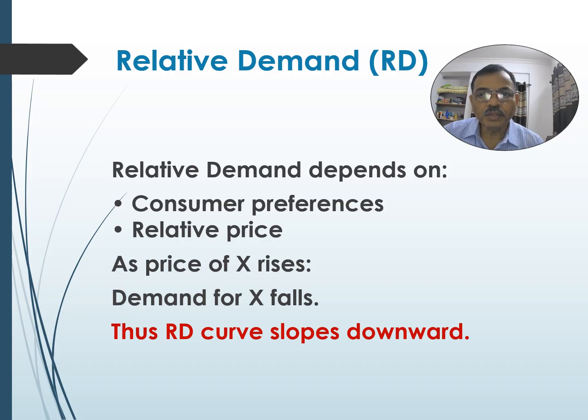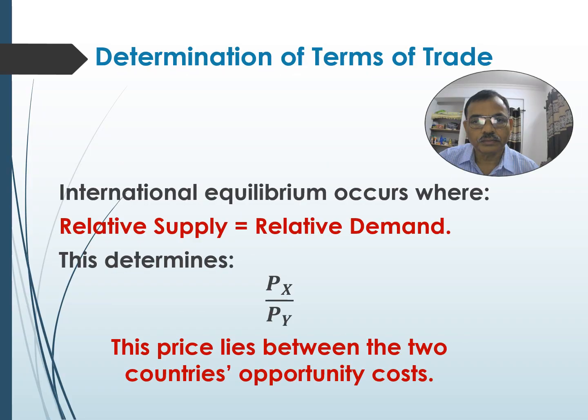Now, equilibrium in the world market occurs when relative supply equals relative demand. This brings us to the determination of terms of trade. The international relative price is determined at the intersection of world relative supply and relative demand.